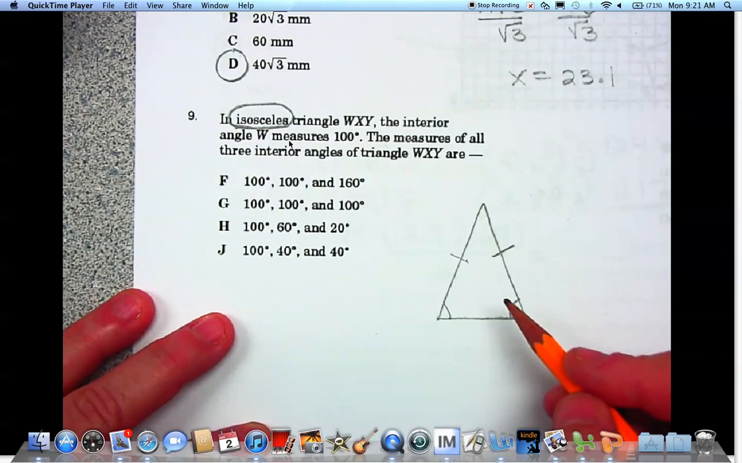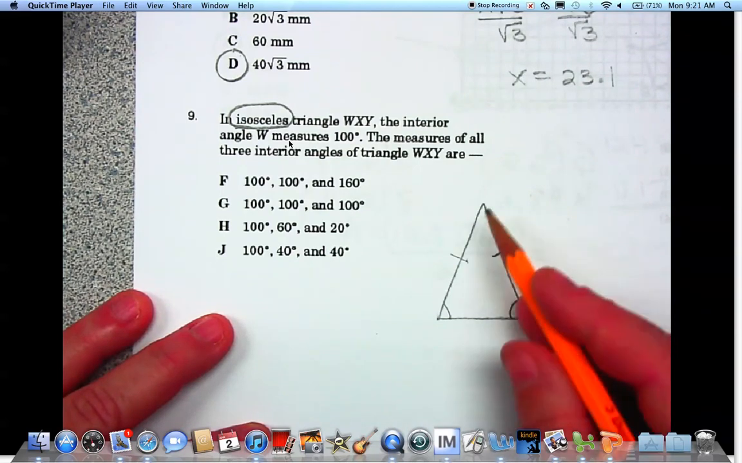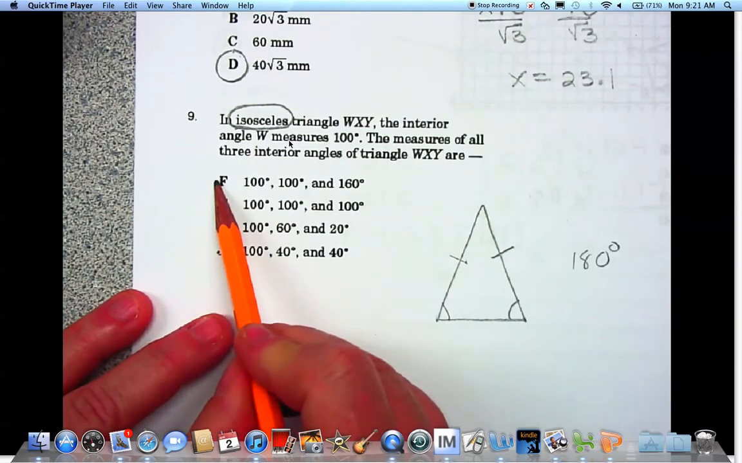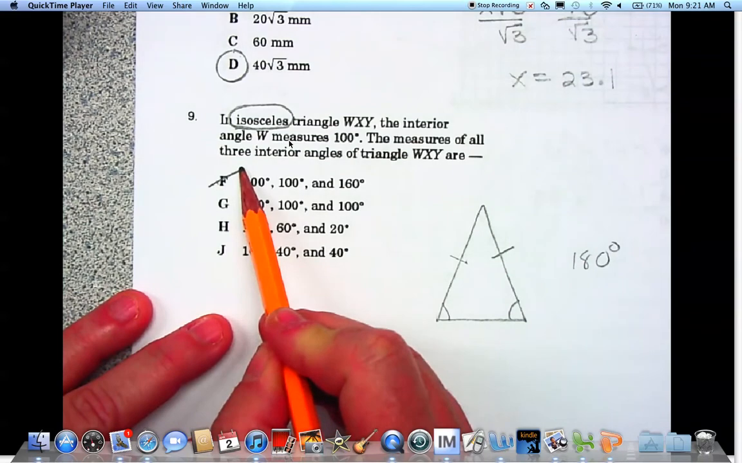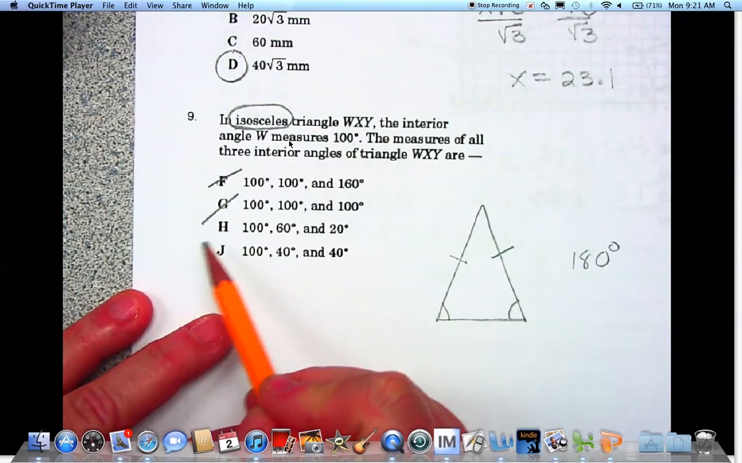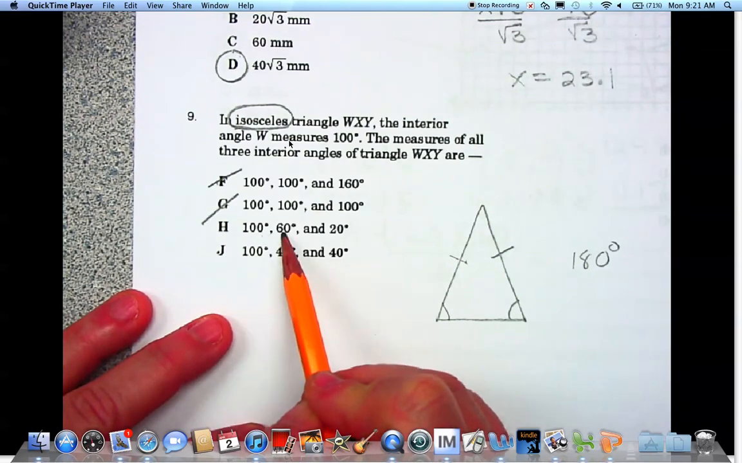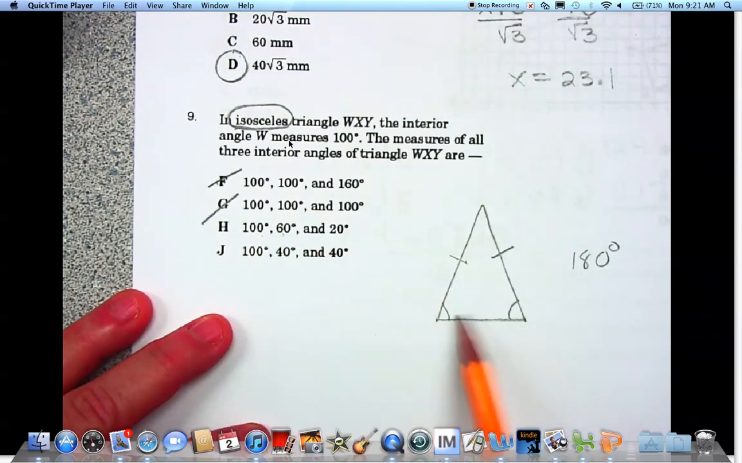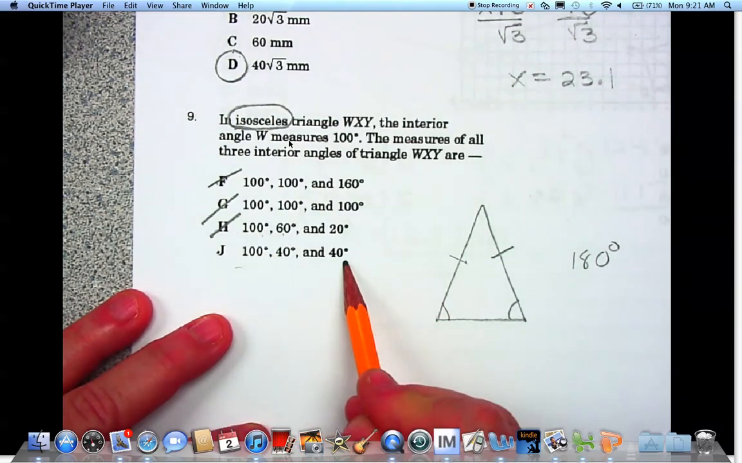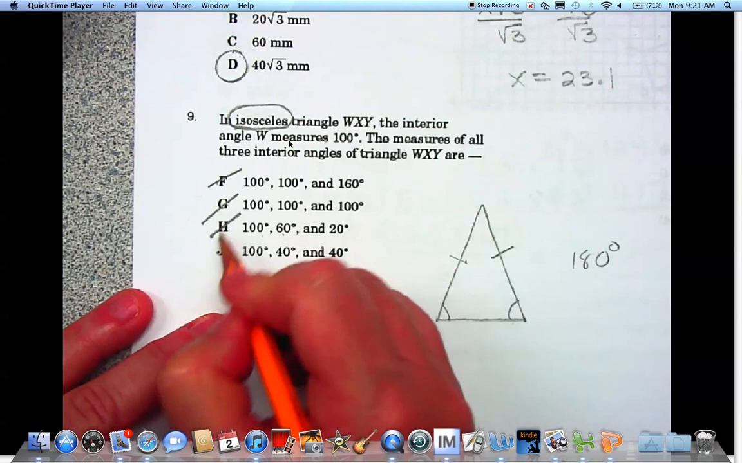Okay. It says the interior angle W measures 100. Which could be the measures of all three interior angles of triangle WXY? Now we know all three have to add up to what? 180. So what about F? Too big, right? They add up to 360. How about G? No. They add up to 300. No, because this is different. Now H adds up to 180, but we don't have two angles the same. So J, does that add up to 180? Yep. And both angles are the same? So that's it.